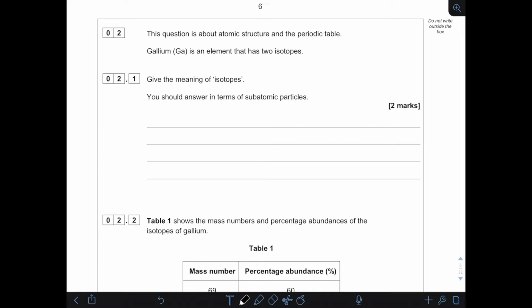Question 2 is about atomic structure and the periodic table. Gallium has 2 isotopes. So what are isotopes? So isotopes are atoms, well, we should probably say that atoms of the same element which contain different numbers of neutrons.